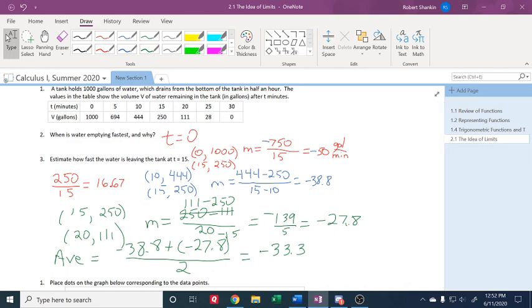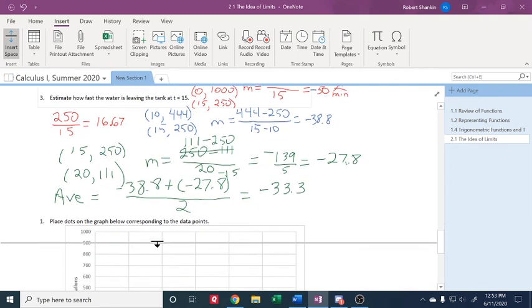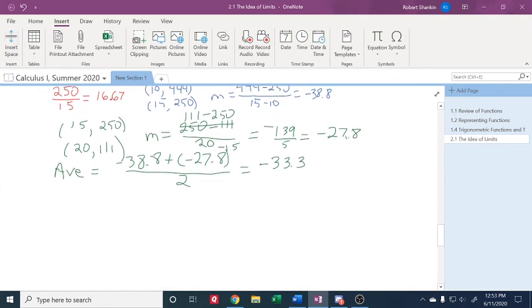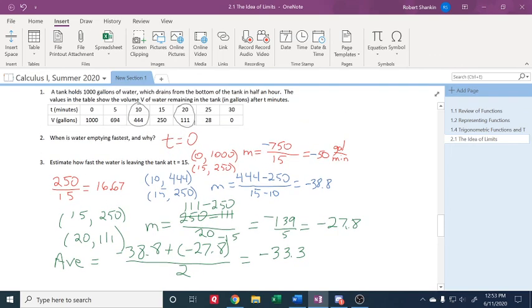Now, let me point out one other thing. Now let's go to this color. If I skip the 15 to 20 altogether, and I just say, what was the rate of change between 10 minutes and 20 minutes? If I do that, it'll be very interesting to see what happens.